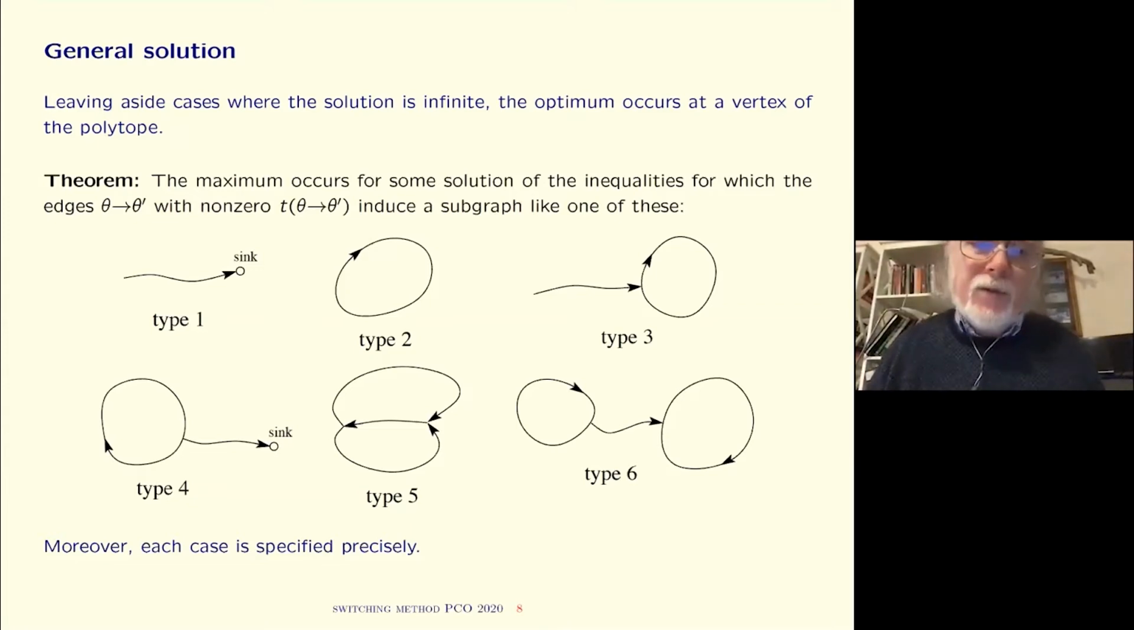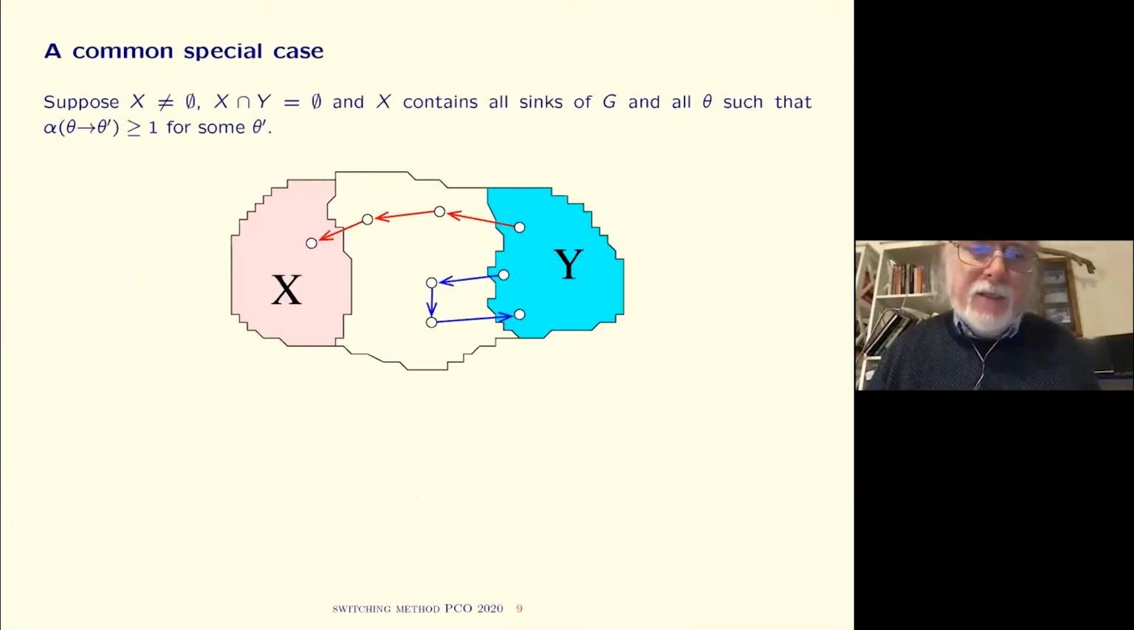So in general, you have to look at all the subgraphs of your graph that look like one of these 6 types, figure out what n of y is, and then choose the largest. Often in practice, your graph has a slightly simpler shape, enabling you to easily identify which type is dominant. And here's a case that occurs extremely often in practice.